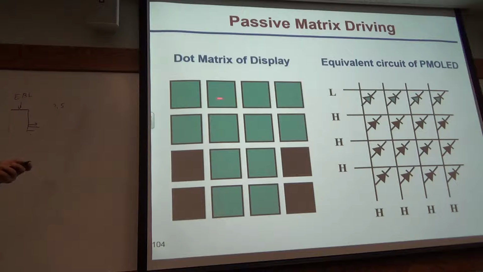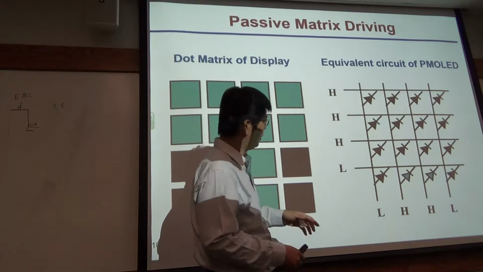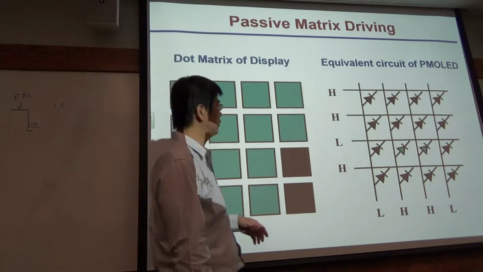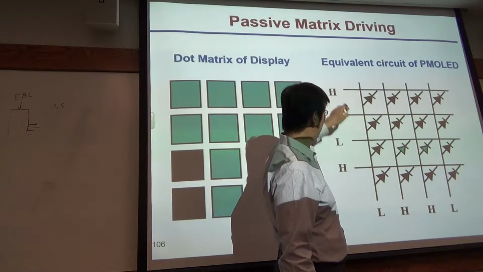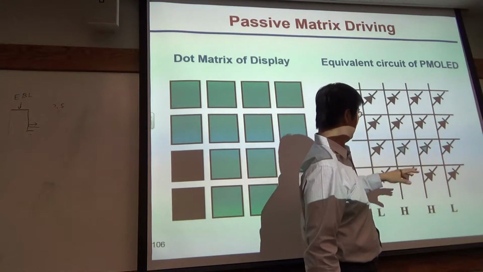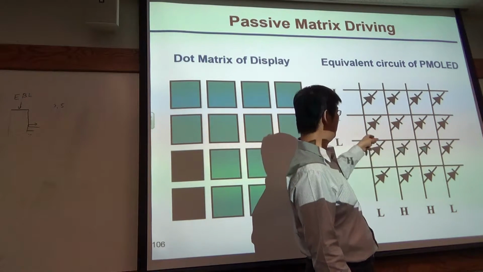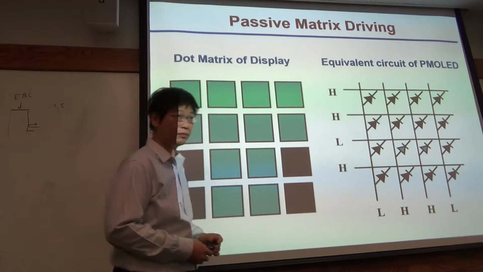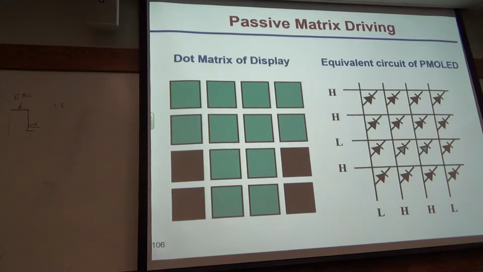So for example, this one we need 4, and this one we need 4, and this one we need only 2, and this one we need only 2. So here it's high and low and low. Let's take this one as an example. Because here is high, low to high is blocked. Only this one is chosen, so high to low. So this one is lit up. Okay, so we call that passive matrix driving.